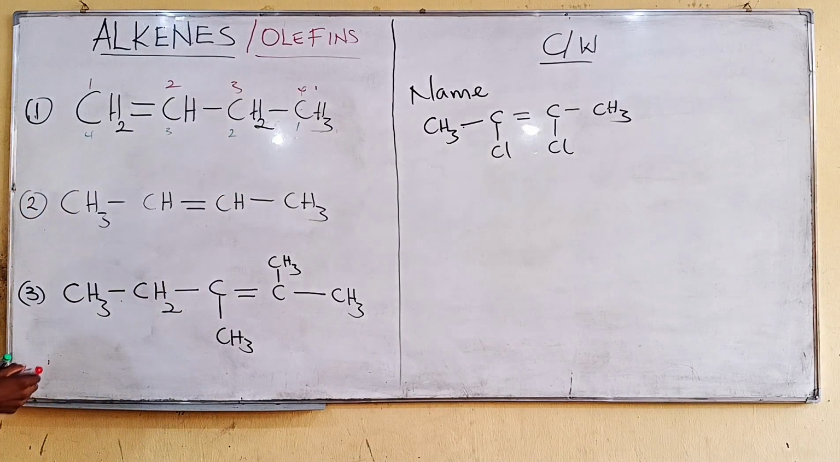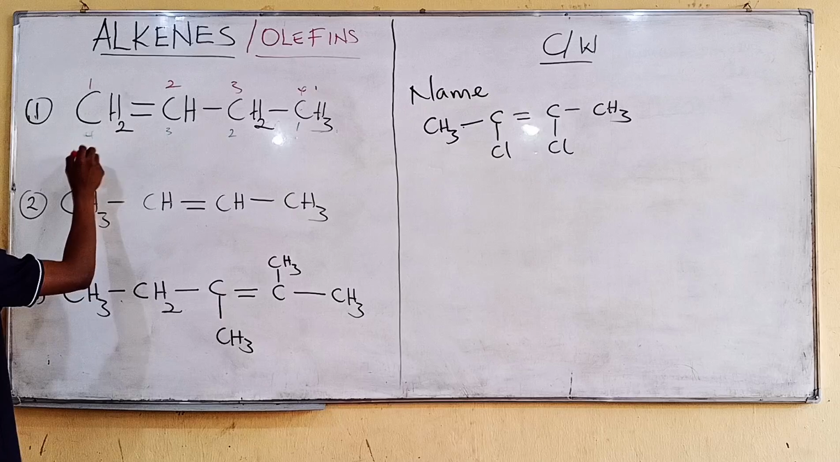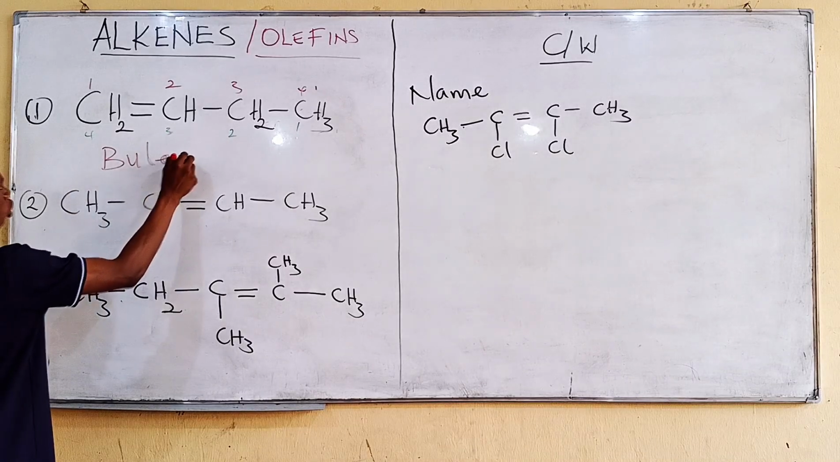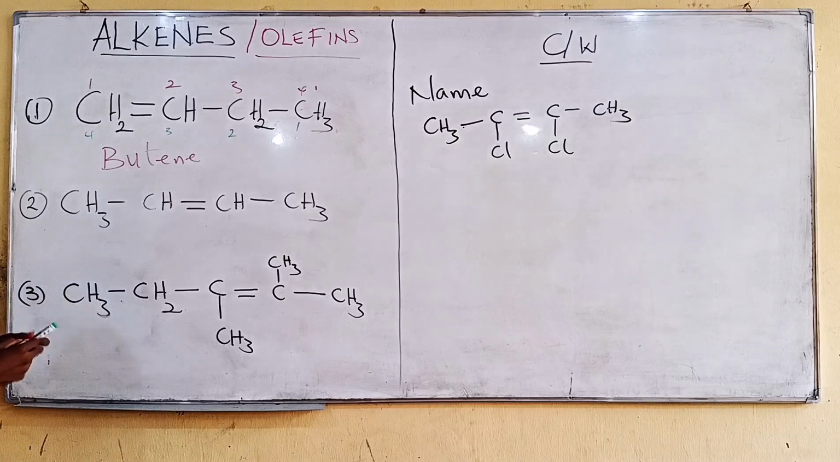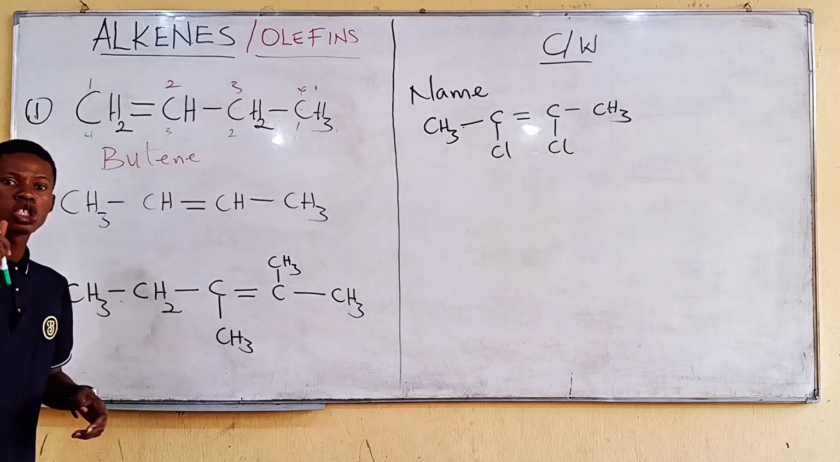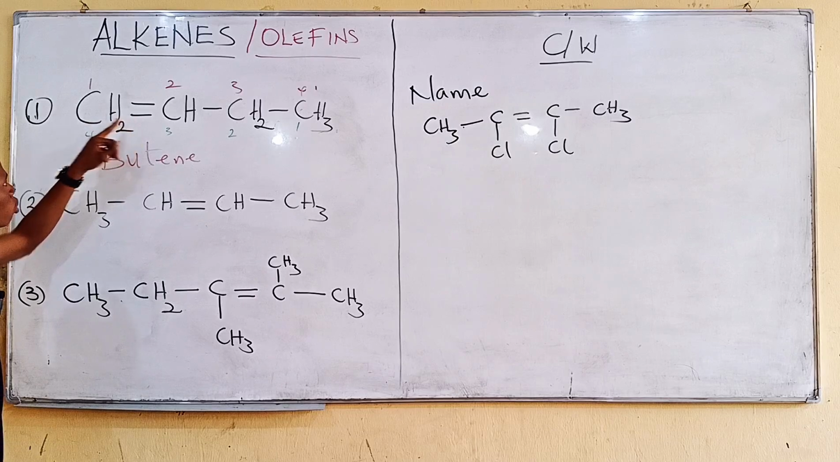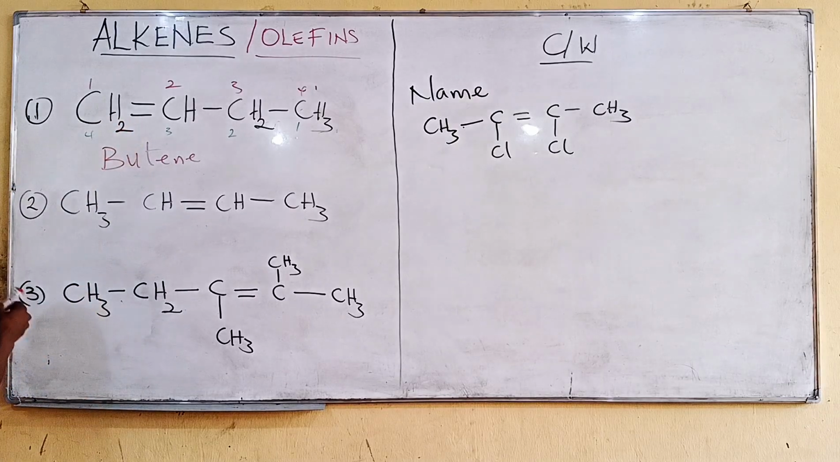4 carbon, meaning but something. Butene, right? So this is obviously butene, not butane. But the problem is we have to tell them the position of the double bond in that butene. So where is the double bond? The double bond is on carbon 1, right? So this is obviously 1-butene.